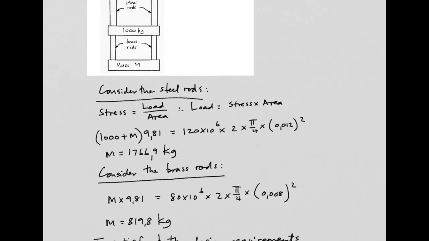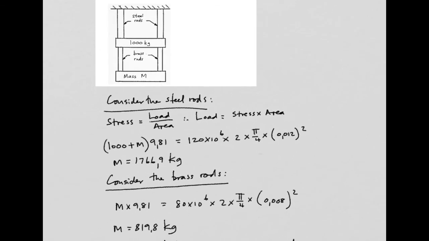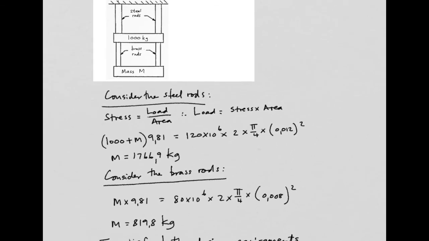But we need to satisfy the second design requirement and look at the brass rods. Now the brass rods, being the last ones down here, only support the mass M. So mass M times 9.81 is equal to their allowable tensile direct stress. There are 2 rods, that's their cross-sectional area. So as far as the brass rods go, 819.8 kilograms is as much as we can make mass M.